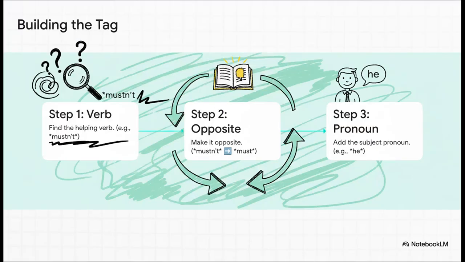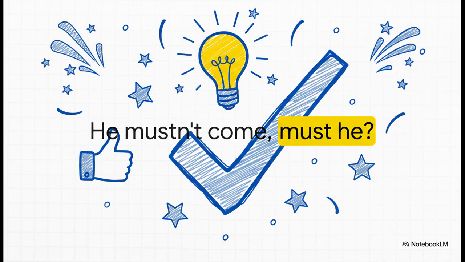Building the tag is really just a quick three-step process. First, you find the helping verb. In this case, it's mustn't. Second, you use our golden rule and make it the opposite. So mustn't becomes must. And finally, you just grab the subject pronoun, which is he. And boom, there you have it. He mustn't come, must he? See? You just built a perfect question tag just by following those easy steps.